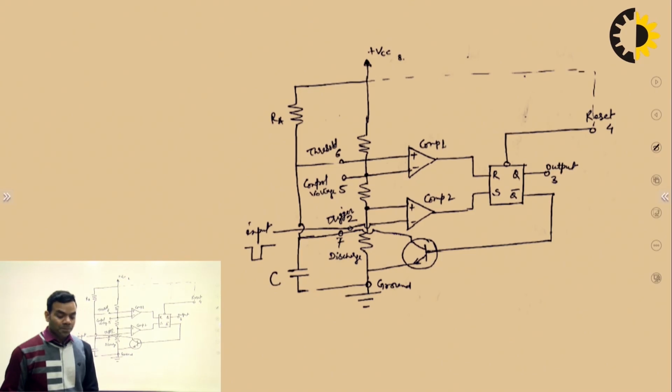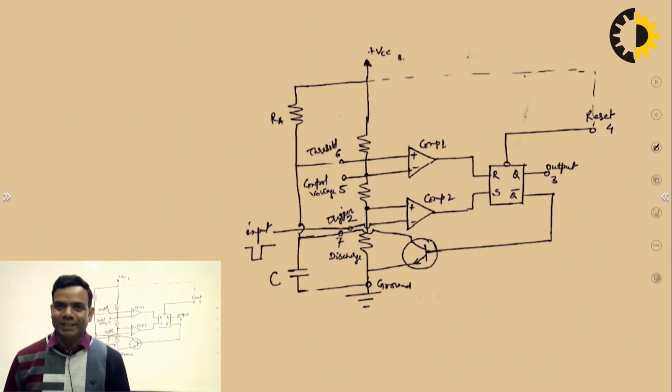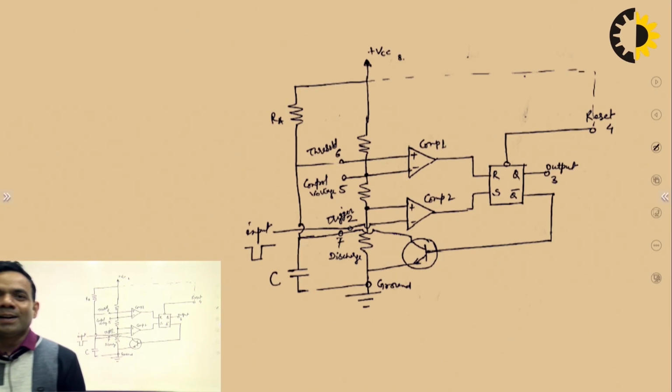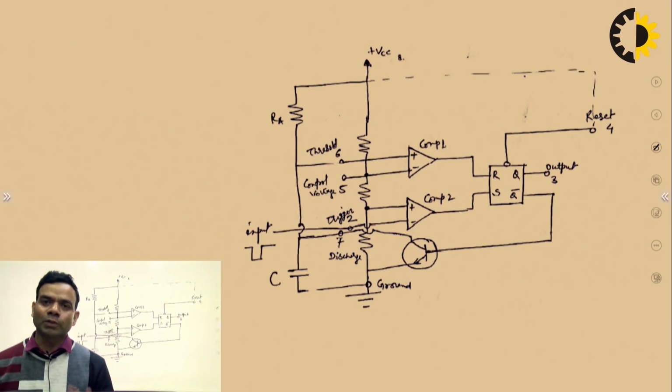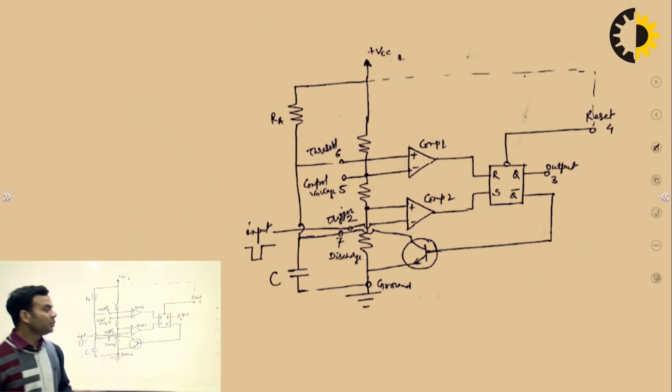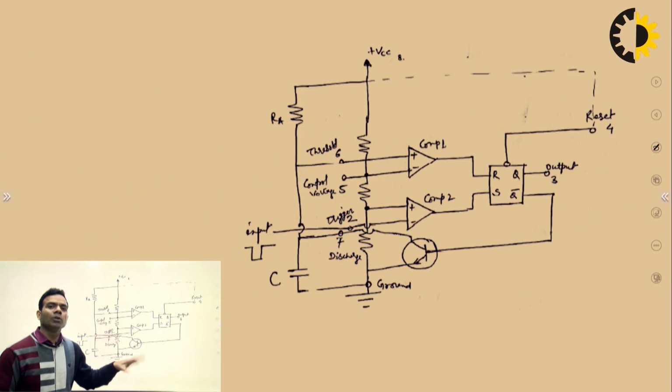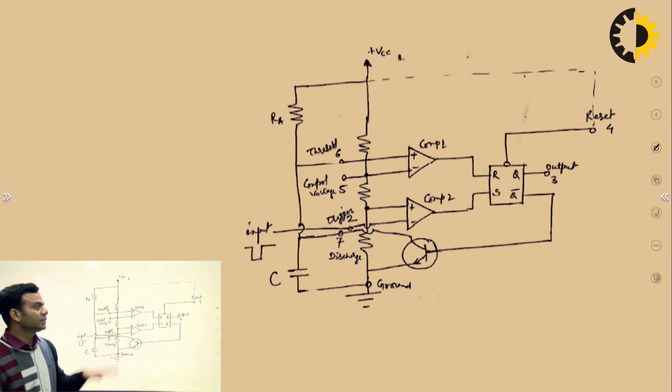But logically, we do not know how this circuit will behave as a monostable multivibrator. For that, we need to discuss this circuit. This circuit will explain it to us. By this circuit only we can come to know how it will behave as a monostable multivibrator. So, let us discuss this.